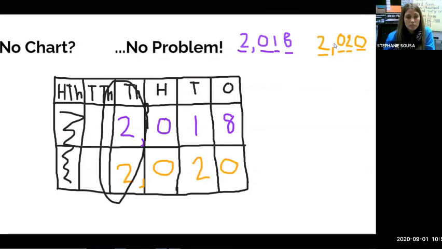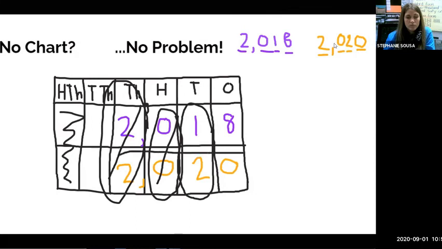We have 2 thousands in both numbers. Nope, that doesn't help. We have 0 hundreds in both numbers. Nope, that doesn't help. And here we have 2 different digits, which helps us with our comparison. We can see that the first number has a 1 in the tens place, and the second number has a 2 in the tens place. We know 2 is larger than 1, so that tells us that the number 2020 is larger than the number 2018. So we're going to make sure that the open side of our comparison sign is pointing to 2020.